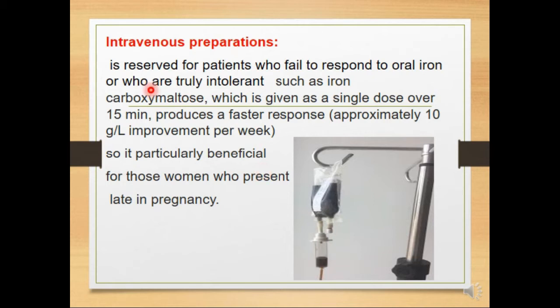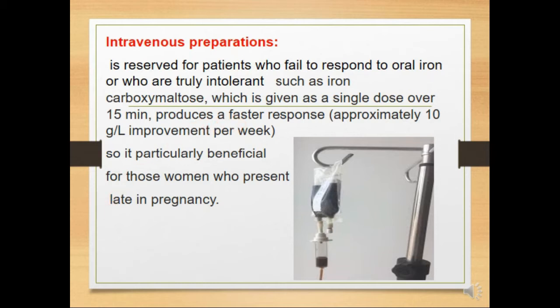Regarding intravenous preparation, it is reserved for patients who fail to respond to oral iron or who are truly intolerant. Iron carboxymaltose, which is given as a single dose over 15 minutes, produces a faster response, about 10 grams per liter improvement per week. So it's particularly beneficial for those women who present late in pregnancy.